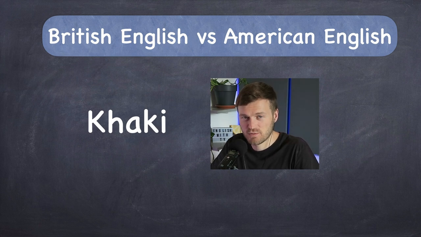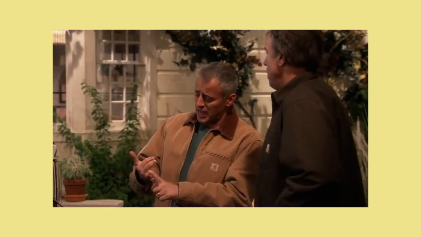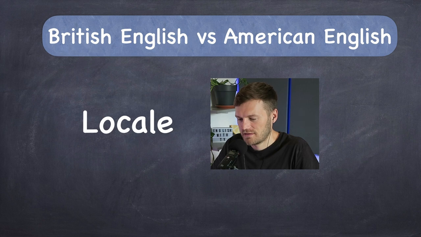Here's an example for you of the British English pronunciation. "Oh yes, khaki, king, kettle, Q8, keeble, bollage, Oxford." And here's an example of the American English pronunciation. "I had him in light khaki, dark khaki, khaki." Next up, L-O-C-A-L-E.